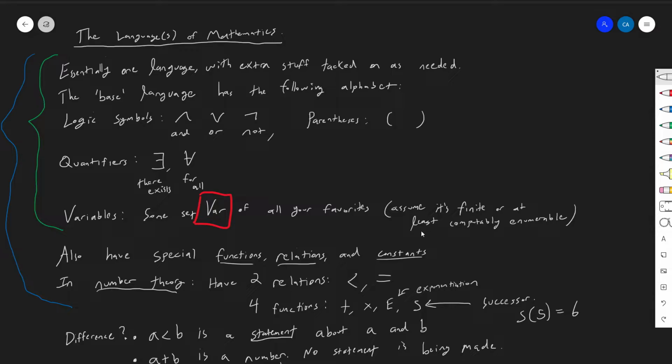But for our purposes, I at least got to have you agree with me that whatever your favorite set of variables is, it has to be computably enumerable. If that's too complicated, then you should just settle for it being finite. So I'm going to assume a finite set of variables. And again, variables, what I mean here is just symbols that we might use as variables. So this is the stuff. These symbols will always be present in any language of mathematics that you're talking about.